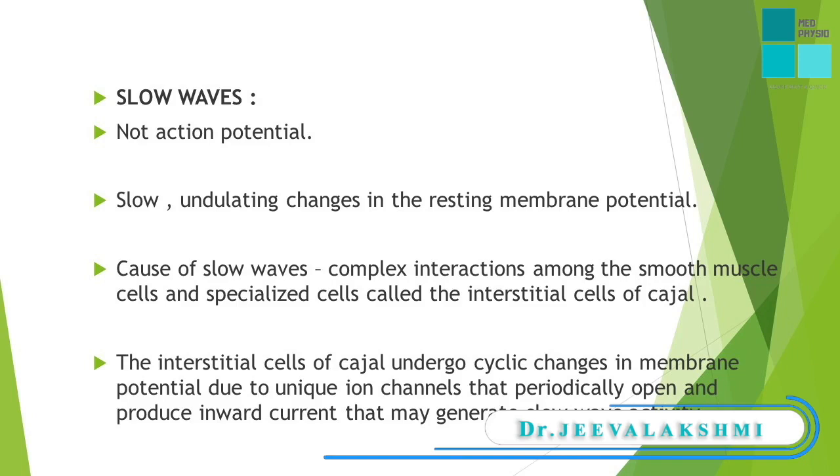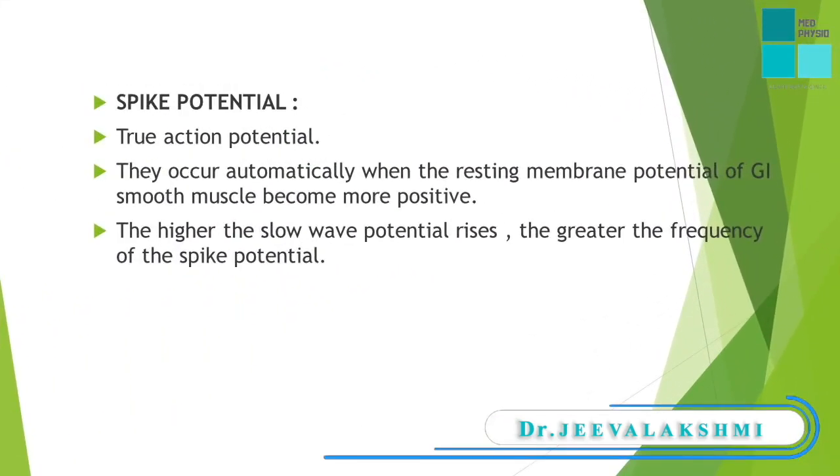Now the spike potentials. The spike potentials are true action potentials. They occur automatically when the resting membrane potential of GI smooth muscle becomes more positive than about minus 40 millivolts. The higher the slow wave potential rises, the greater the frequency of the spike potentials.